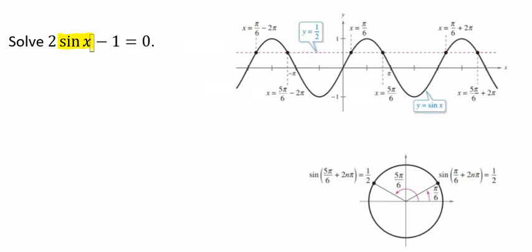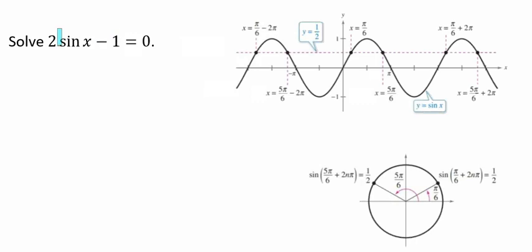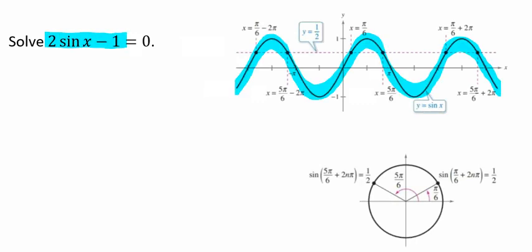Now what you might notice is the graph over here to our right. That graph happens to be the graph of 2 times the sine of x minus 1. But we're going to try and get our sine of x by itself.